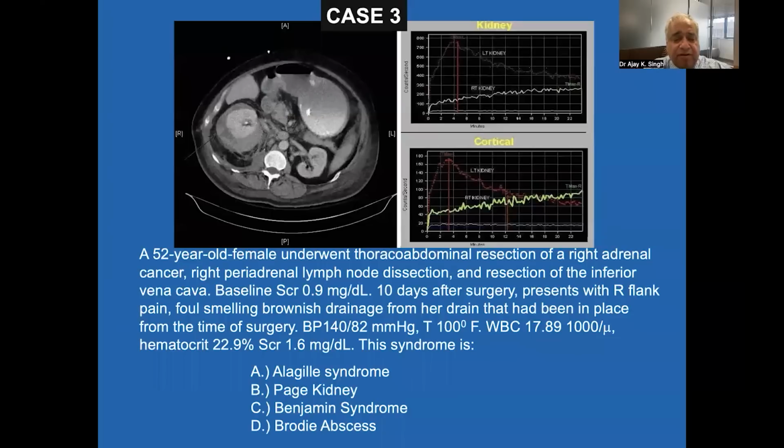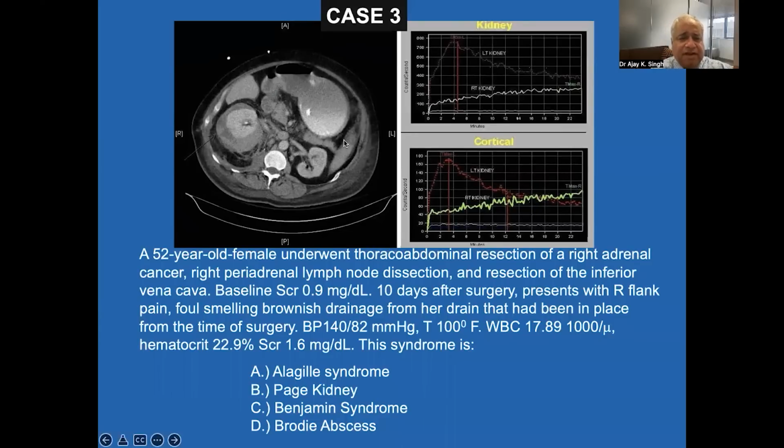Her blood pressure is 140 over 82 millimeters of mercury, temperature of 100 degrees Fahrenheit, a white count of 17.89, and a hematocrit of 22.9 with a serum creatinine of 1.6. And the question is, what does this patient have?